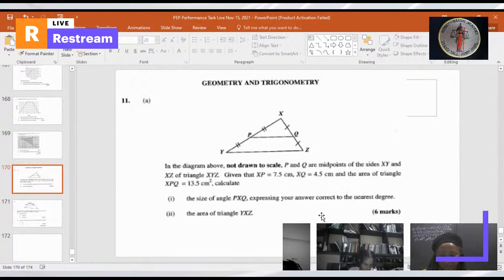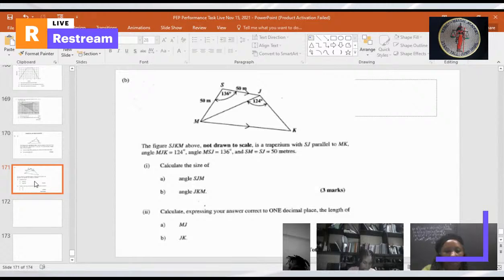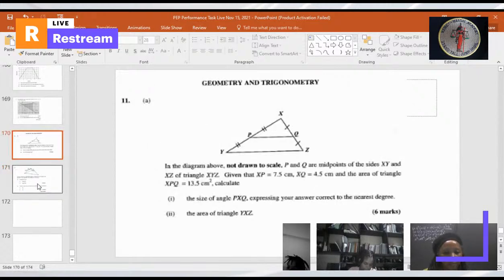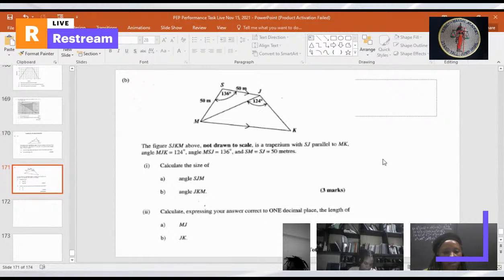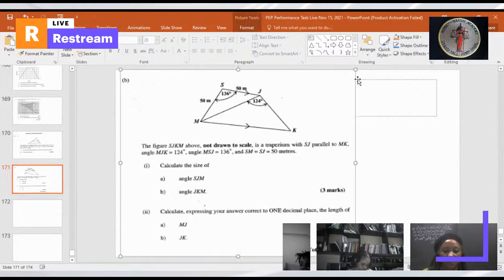Do you understand? So let's go to the last question. What's the last question now? Oh, hold on. So this question, the figure SJKM above, not drawn to scale. Let me expand it. Hold on.